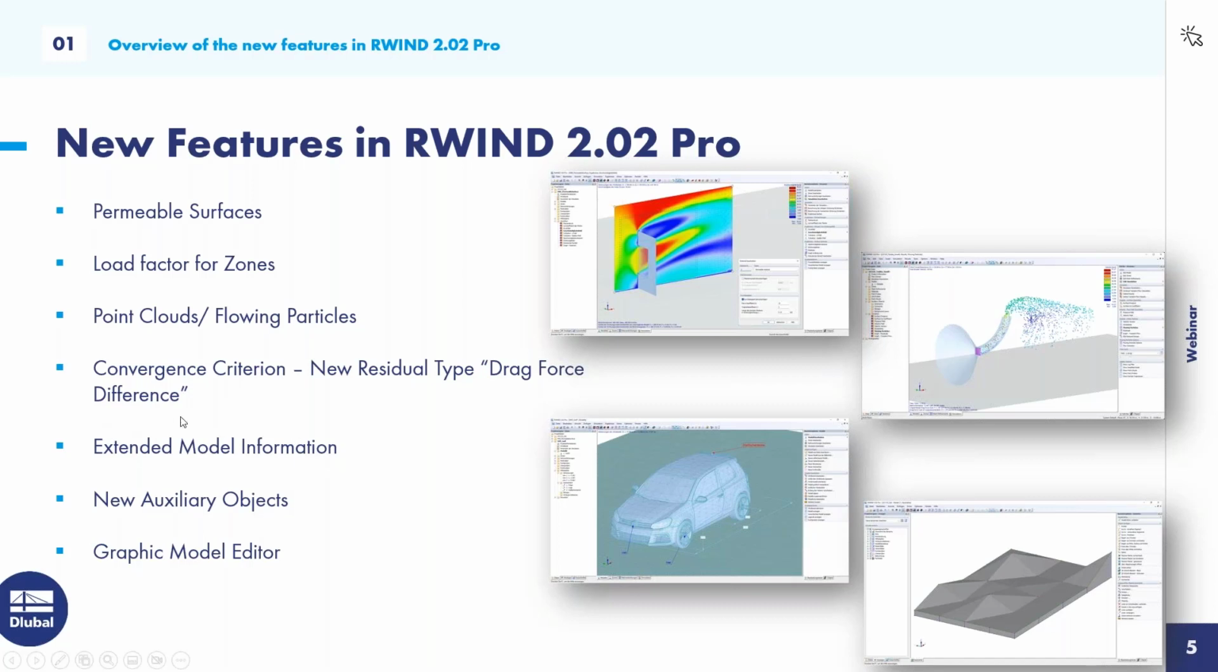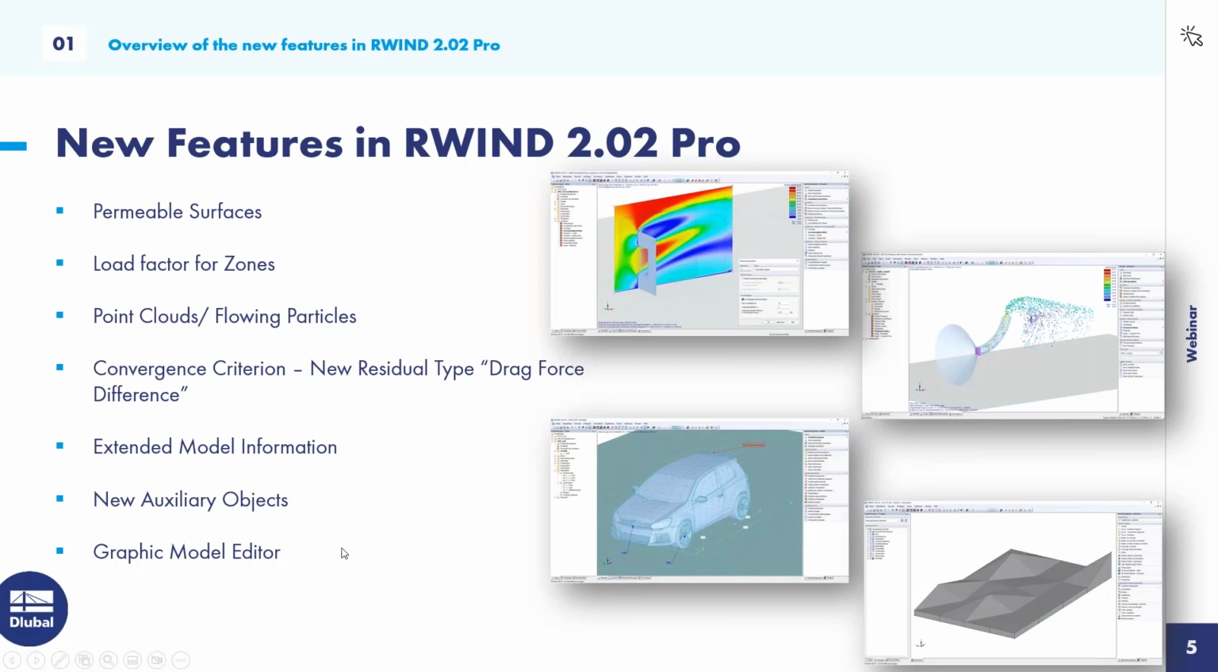Moreover, we added some extended model information. So you can right click on your model and get some information about the area or some other useful information. I will later on show it, of course, in an example. There are some new auxiliary objects, so you can add some comments or also dimensions to your model.